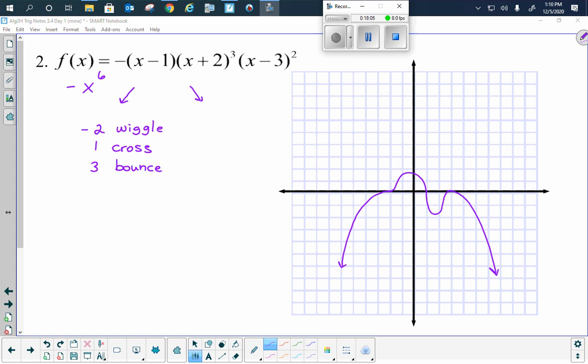To get full credit, you need to label our x values. So here's our -2, our 1, and our 3. And you also need to label the wiggle. So you're just pointing to that and telling me that is your wiggle. Notice the arrows on the graphs because they go on forever. And that would be it.